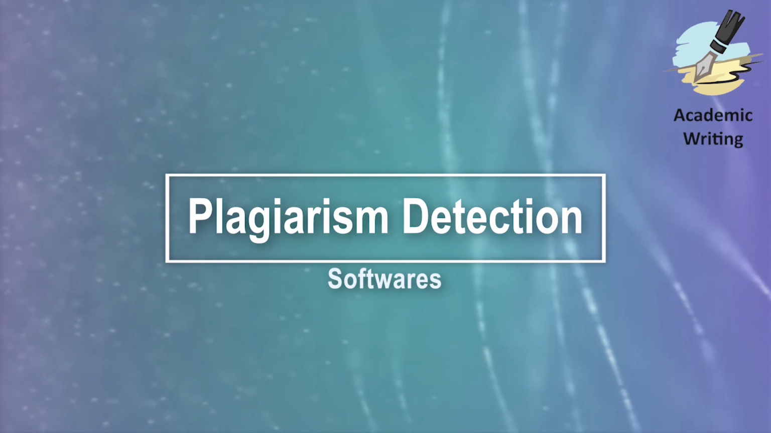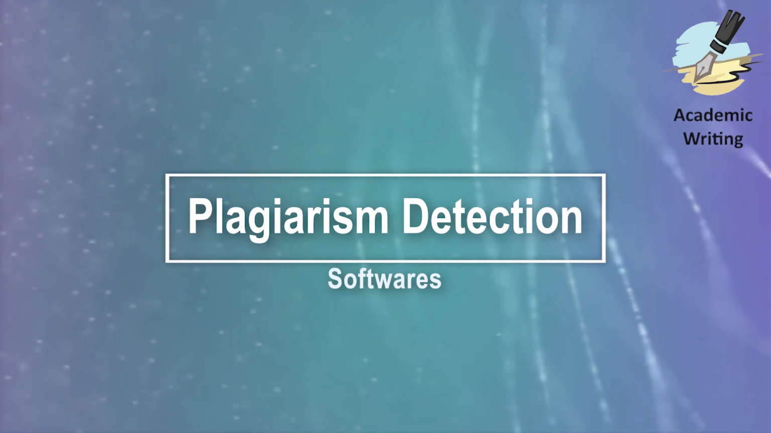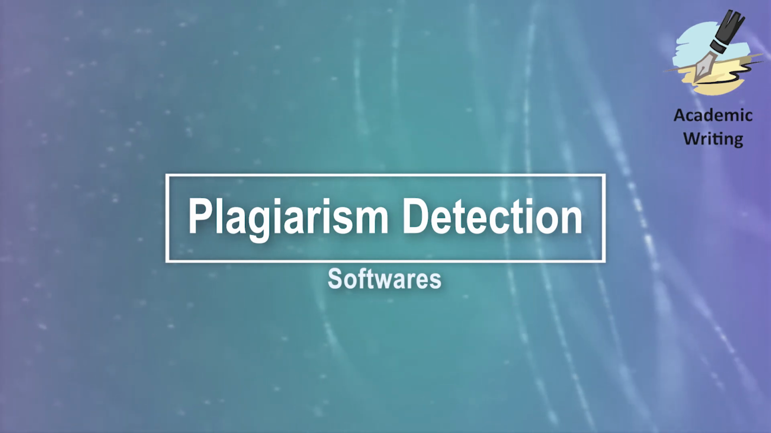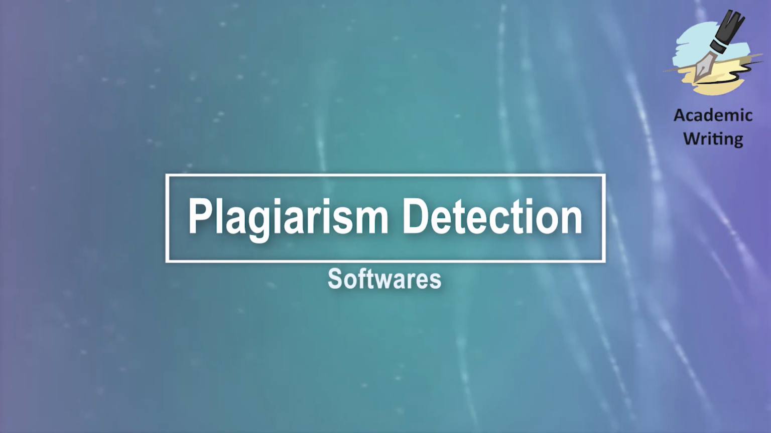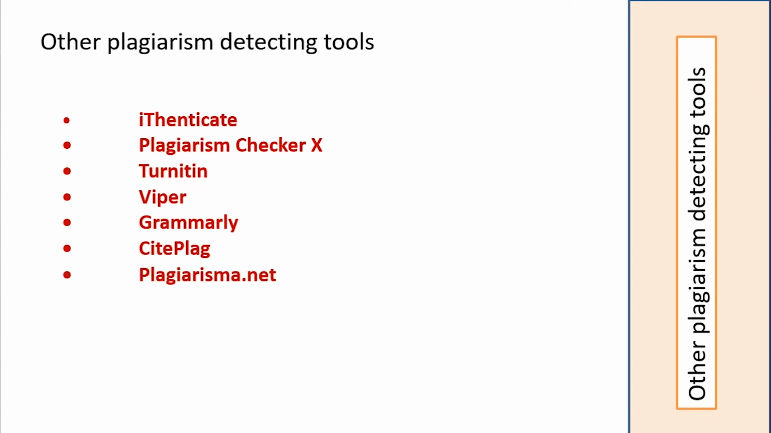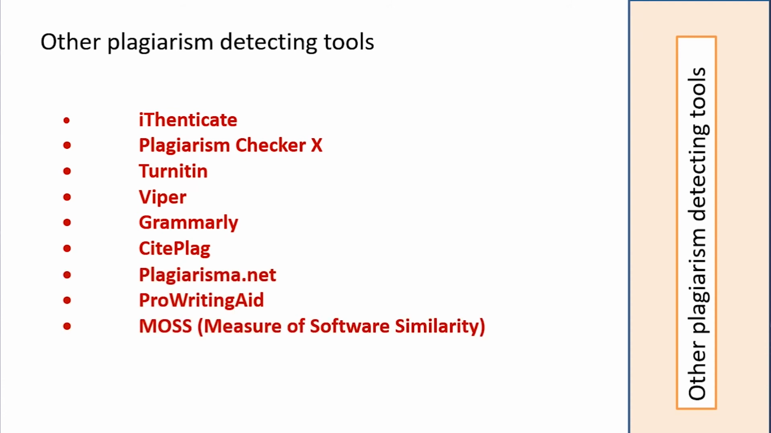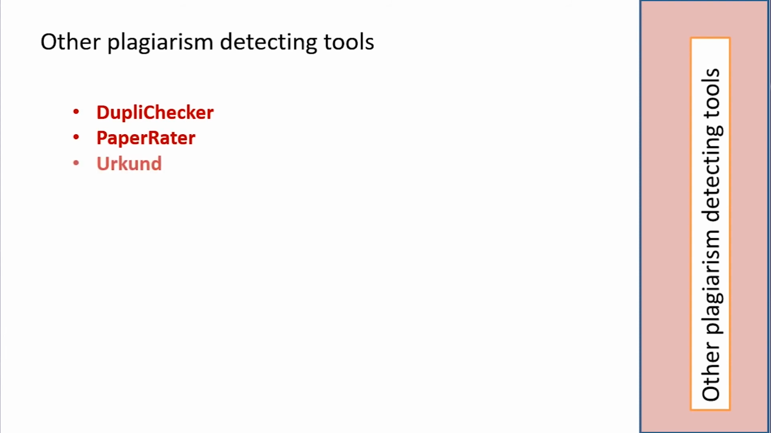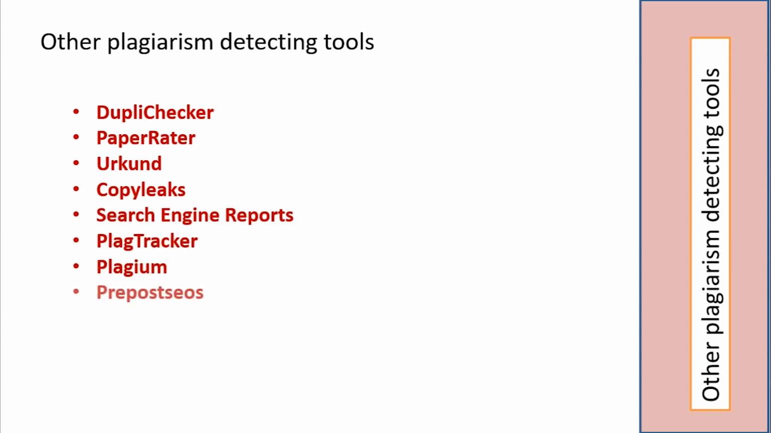Now, what are the different software available to detect plagiarism? There are a number of software available to detect plagiarism. I'll be listing a few plagiarism detection software: Authenticate, Plagiarism Checker X, Turnitin. Turnitin is a very widely used worldwide software, and then Viper, Grammarly, SitePlag, Plagiarisma.net, ProWritingAid, MOSS, that MOSS stands for Measure of Software Similarity, DupliChecker, PaperRater, Orkun, CopyLeaks, Search Engine Reports, PlagTracker, Plagium, and Prepostseo.